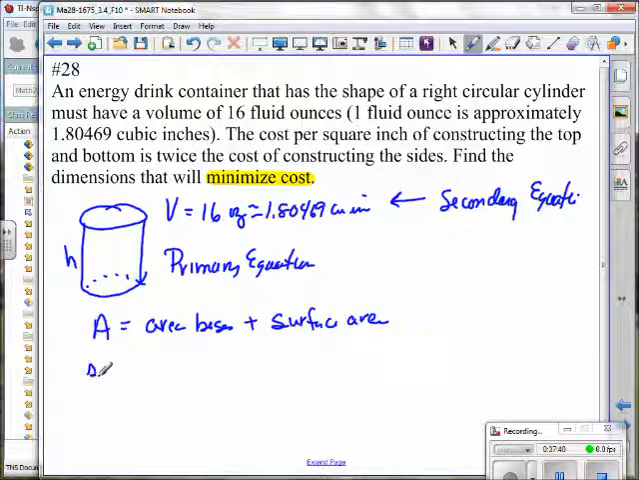Let me introduce this. That's an S. S is the cost per square inch of the, let's see, I'll say of the surface area. SA is surface area.